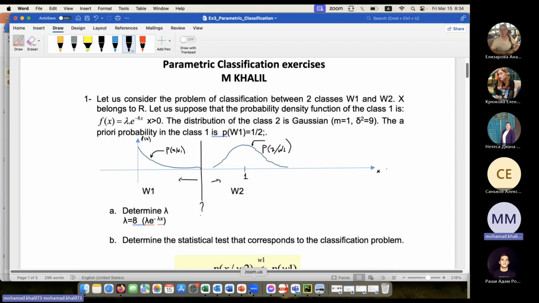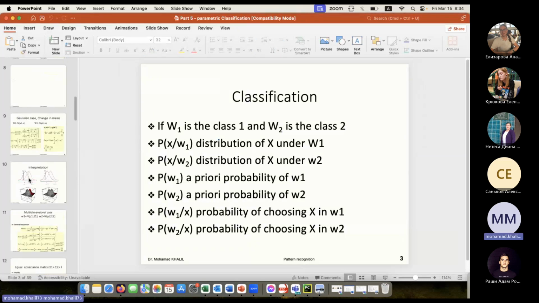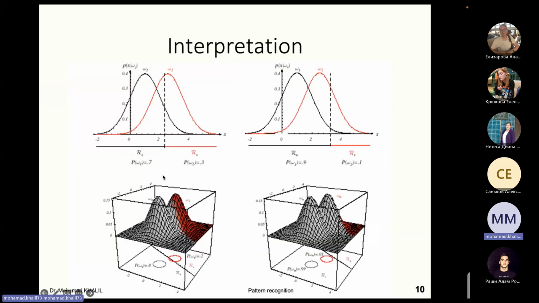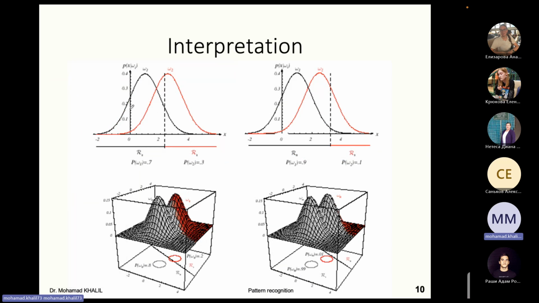But remember, in the class we have seen the case when both are Gaussian. Here we don't have both Gaussian. This one is Gaussian, and the second one is exponential. We have one exponential and one Gaussian. So what is the best threshold? This is what we are looking for.